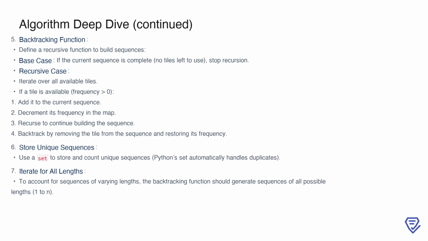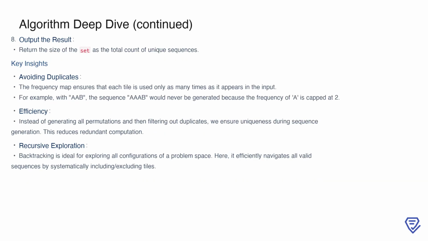Additionally, to ensure we only store unique sequences, we make use of a set. Since sets automatically handle duplicates, we don't need to perform extra checks. Finally, the function is designed to generate sequences of all possible lengths, from 1 up to the total number of tiles. This ensures we capture every valid combination. To produce the final output, we simply return the size of the set containing all unique sequences. This value represents the total number of distinct sequences that can be formed.